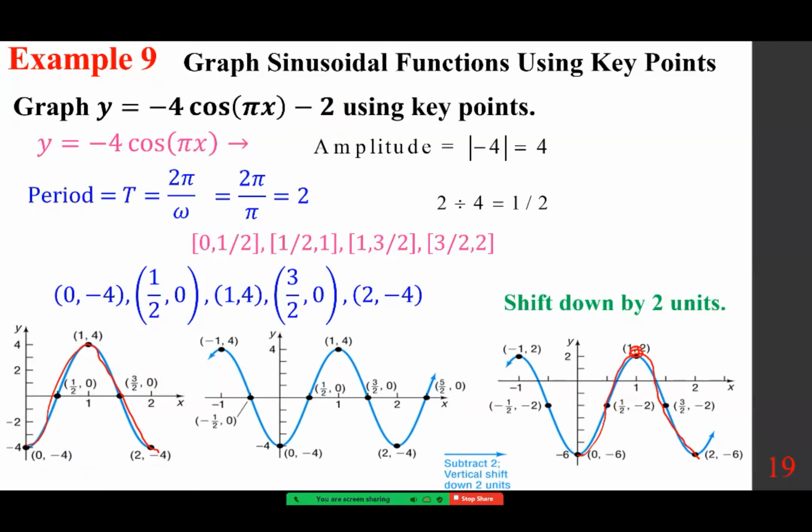Just as an example, look at this point versus this. So we shifted down by 2 because of this. And this one, I'm just showing the complete graph. This is one cycle.